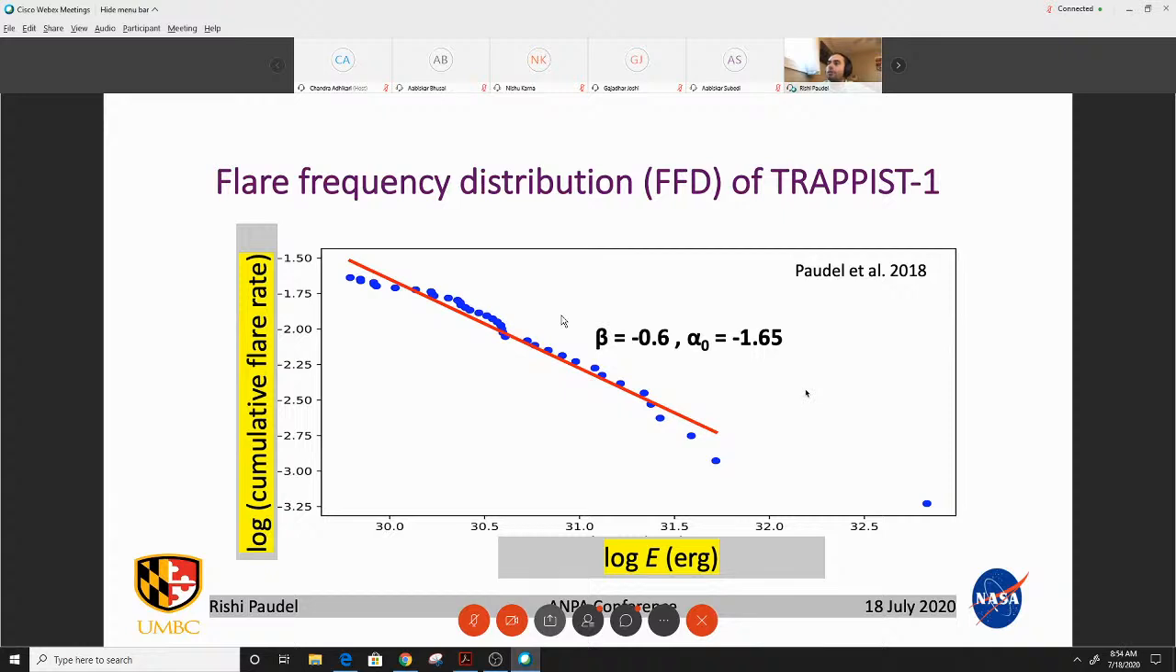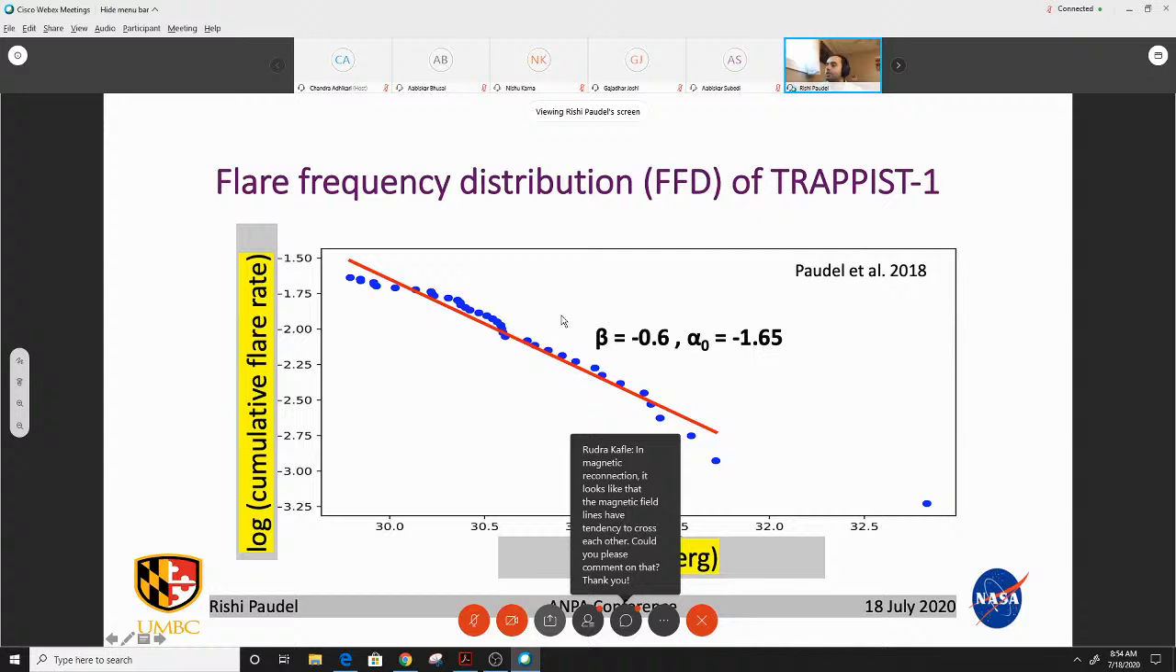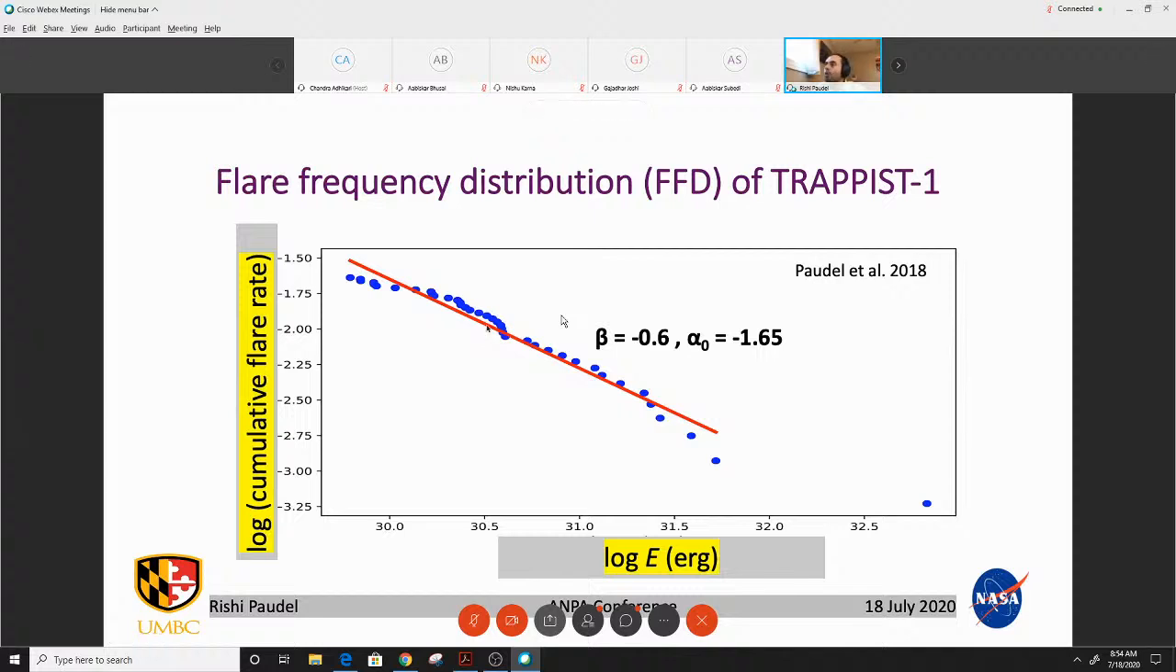If we observe the star for a long time, and if we can observe many flares, we can make a plot between the log of energy of the flares and the log of the cumulative frequency of the flares. And we can fit the data by using a straight line. This type of distribution is called a power law distribution, and this type of plot is called a flare frequency distribution. Here I am showing you the flare frequency distribution of one of the stars in my sample, TRAPPIST-1, which has 7 planets.